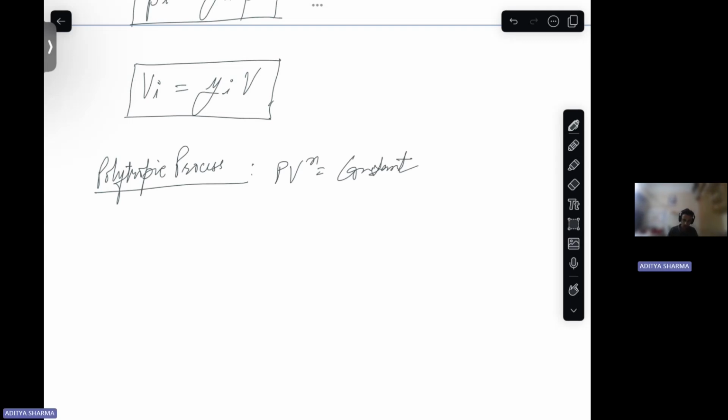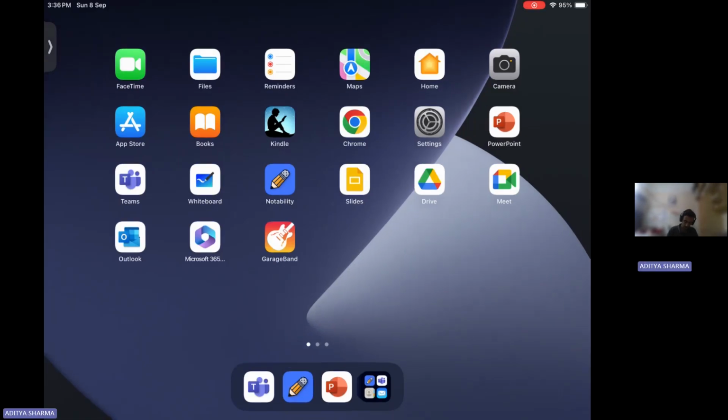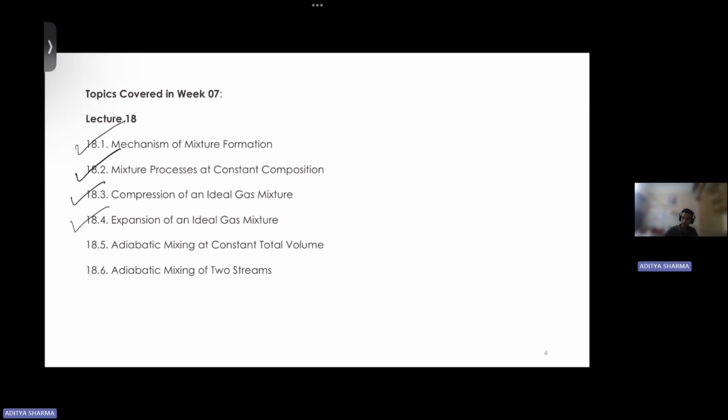So if your mixture is governed by this expression, then it's a polytropic process. Okay? Then expressions for work transfer are also there in this topic, right? And then the expression for internal energy change has also been mentioned in this particular topic.